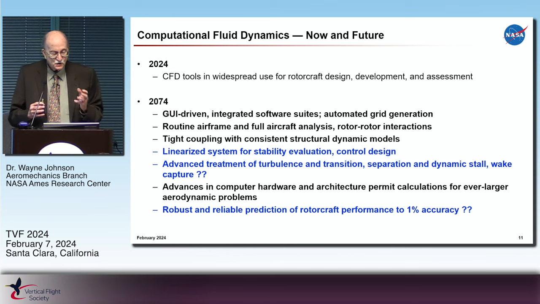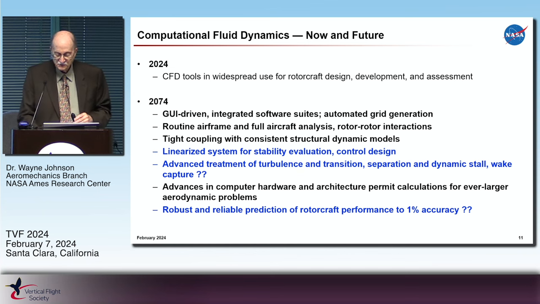There are still things in turbulence, transition modeling, separation, dynamic stall, even wake capture that I think work is needed. Now, I put the question mark there because I don't know what is needed, but something is needed. And the last one is, just to remind what our objective here is with aerodynamic calculations. We want to be able to support aircraft development, and that means robust, reliable prediction of rotorcraft performance, and this is anything anybody can sketch out. And our goal that's been identified for the last 40 years is 1% accuracy, and we are not there yet. Again, I don't know what it's going to take to get there. That's why my question marks are there.